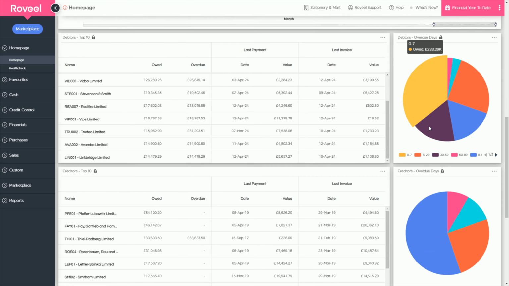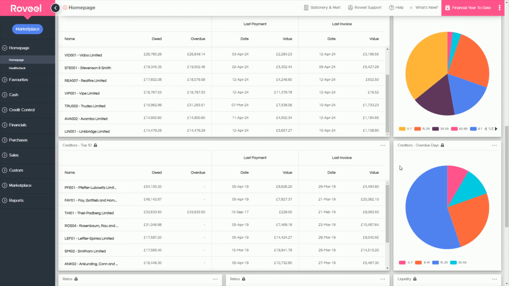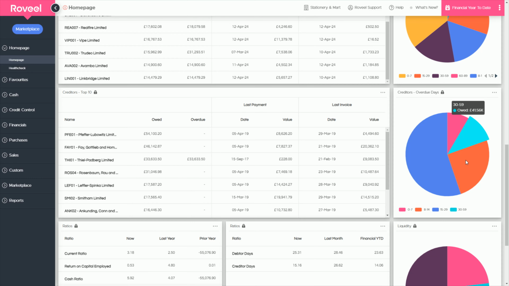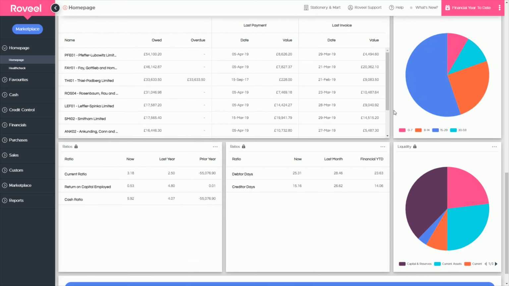Likewise, on the creditors, we pull out the top 10 creditors. And again, age those based on overdue days. So we're looking at the terms of business and extrapolating those out.